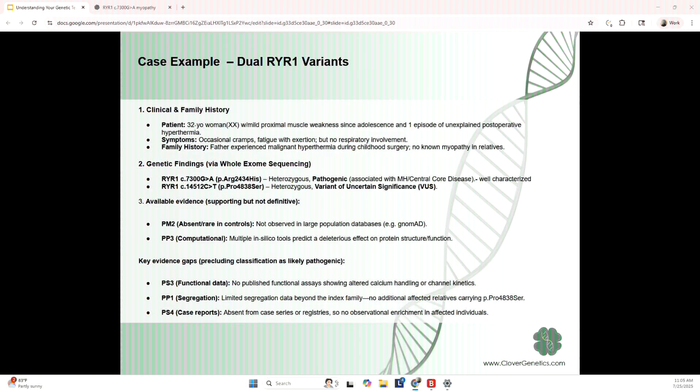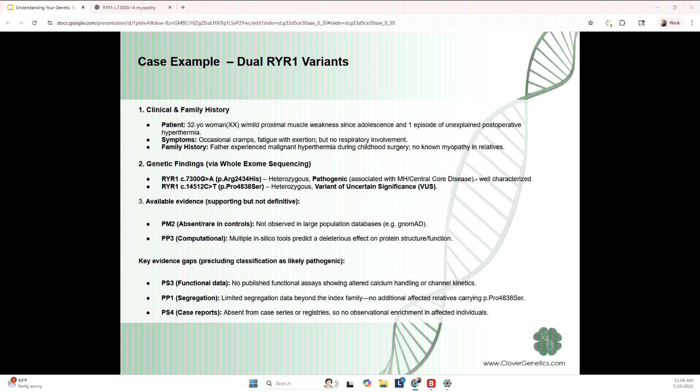So now, to tie it all together, I'd like to review a case. This is technically a fictitious case, but just to go over the concepts, I think they're applicable here. So in this scenario, we have a 32-year-old woman with a mild history of proximal muscle weakness since adolescence and had one prior episode of unexplained postoperative hyperthermia. She noted symptoms of occasional cramps, fatigue with exertion, but no respiratory involvement. In terms of family history, her father had experienced some malignant hyperthermia during childhood surgery, but there's no other known history of myopathy in any other relatives that was noted.